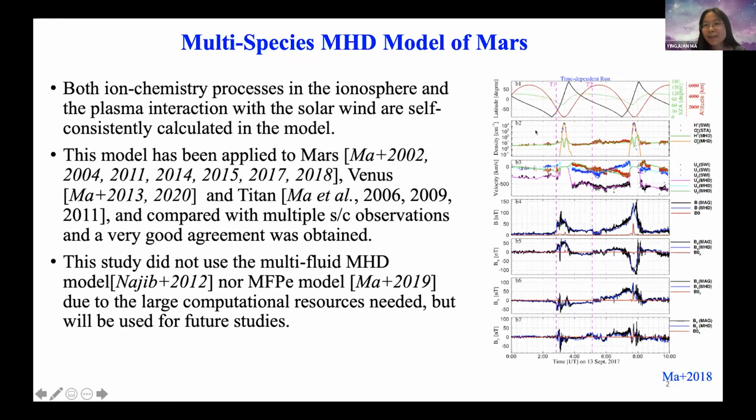As shown here, there's fairly good agreement between data and our model results for plasma density, velocity in three directions, strength of the magnetic field, and the three components of the magnetic field. I do want to mention that we have a more advanced model, our newly developed multi-fluid MFPE model, but we are not using it here mainly because of the large number of simulation runs needed for this study. We do plan to rerun at least some of the cases to verify the findings of this study.